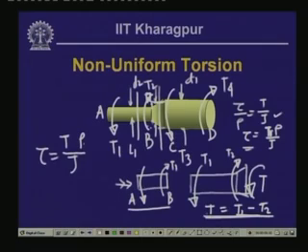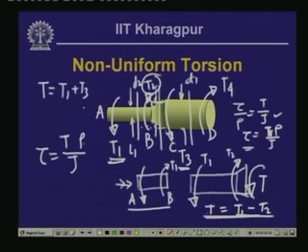Now, if we take a section between C and D and cut it off over here, then we have T1, T2, and T3. T1 and T3 are acting in the same direction and T2 is in the opposite direction. So, the resulting T for that will be equal to T1 plus T3 minus T2.